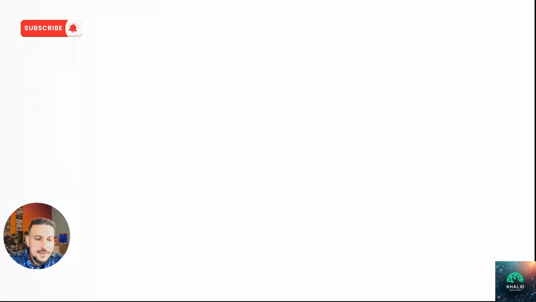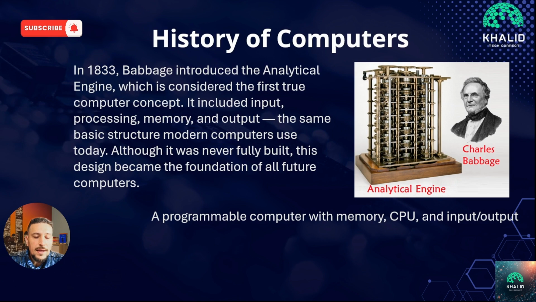Then in 1833, Babbage introduced the analytical engine, which is considered the first true computer concept, which means it had the input, it had the processing, and it had the output. So it had all the concepts that we are using today. This computer was not completed in those days, but the concept is being used until now. We can simply say that it was a programmable computer with a memory, with a CPU, and input and output. So this was the history of the computer.